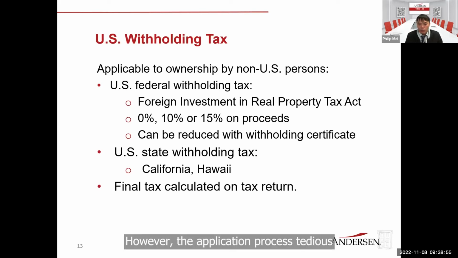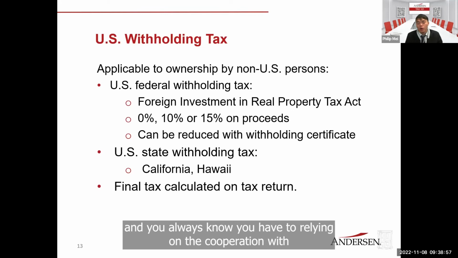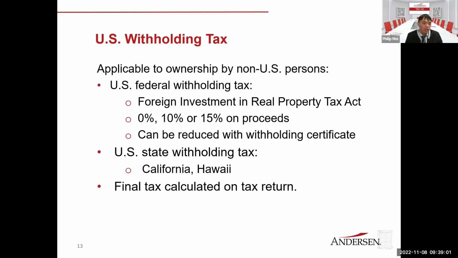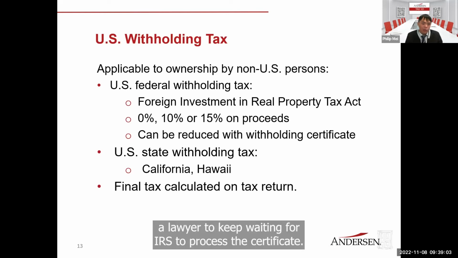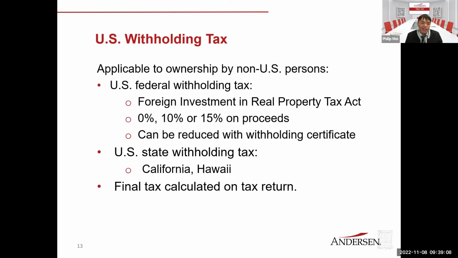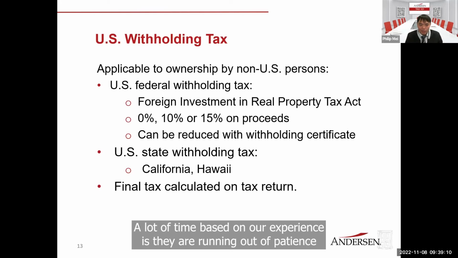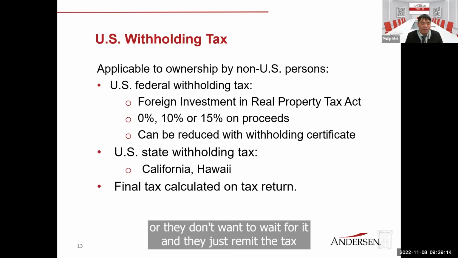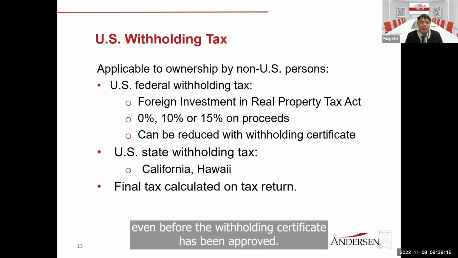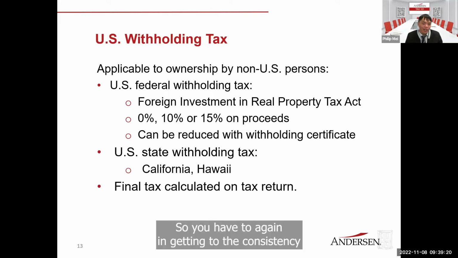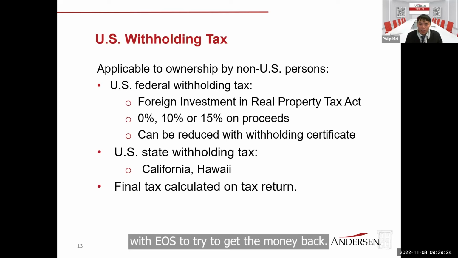However, the application process is tedious, and you have to rely on the cooperation of the realtor and the lawyer to keep waiting for the IRS to process the certificate. A lot of the time, based on our experience, they run out of patience or they don't want to wait, so they just remit the tax even before the withholding certificate has been approved. So you again end up in a constant fight with the IRS, trying to get the money back.